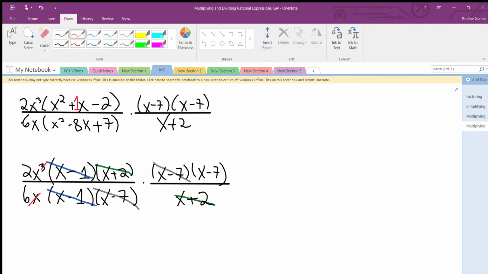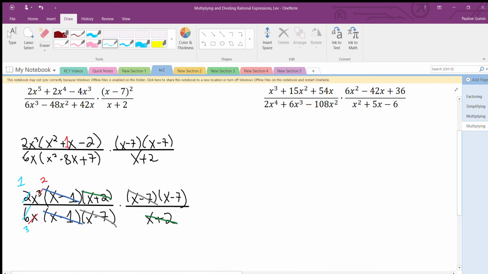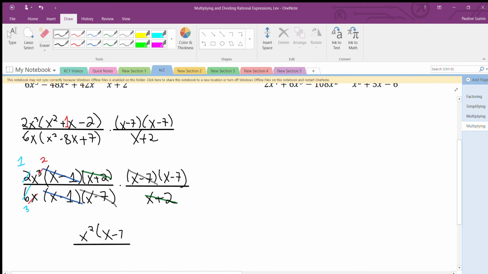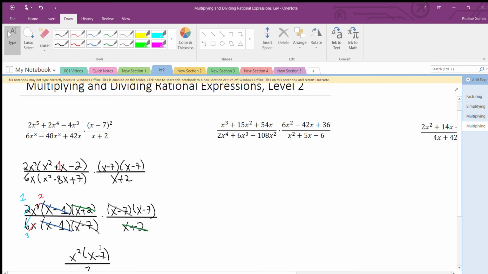Boom. 1x from the bottom, 1x from the top, so now I have x squared. And I can simplify 2/6 to 1/3. Nice. And that's it. Can't take that one any further. Let's see what our final answer is. Let's draw a nice little fraction line. Okay, on top, all I am left with is an x squared and an x minus 7. And on the bottom, 3. And that's our final answer.